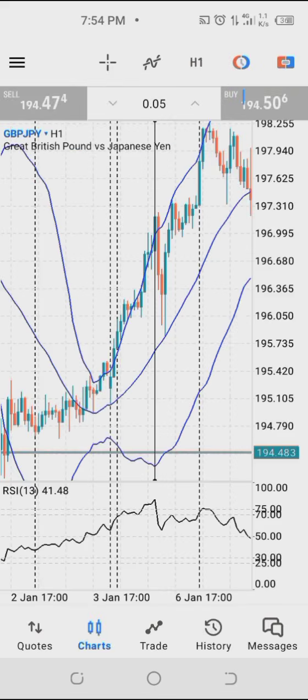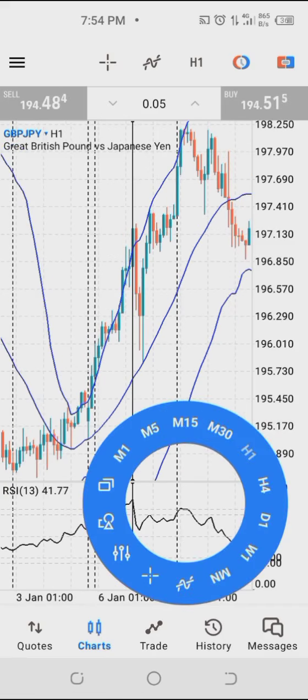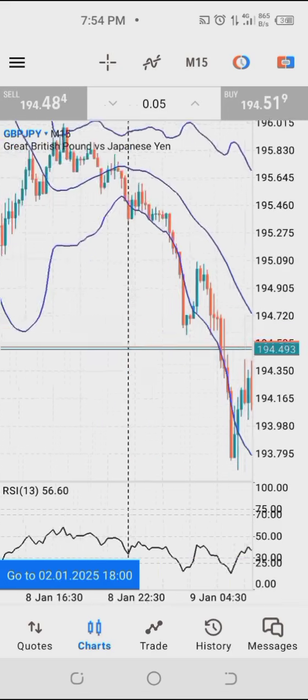We'll also wait for the RSI to go above level 75. As you can see, as soon as we do that, remember we are on the H1 time frame, then we start looking for our entry. So we switch down to the lower time frames.